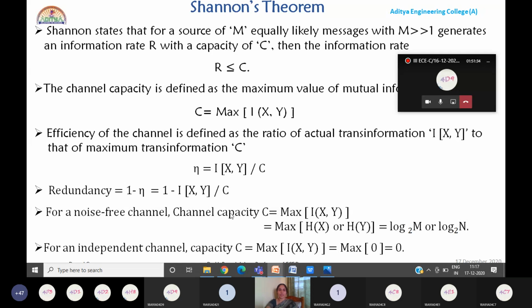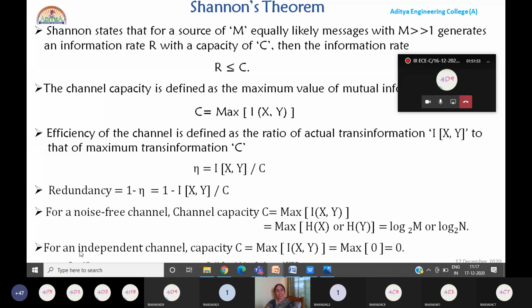Remember, this is the first property. The first channel that we discussed is a noise free channel. Because the mutual information is either H(X) or H(Y), the maximum of that value is either log m base 2 or log n base 2: log m base 2 for the transmitter and log n base 2 for the receiver.